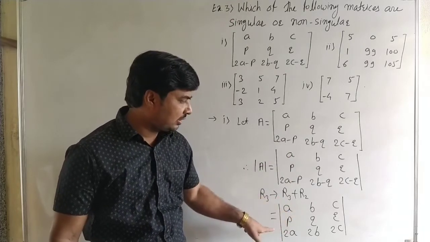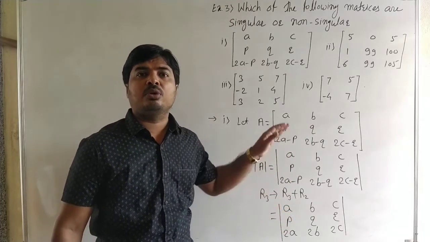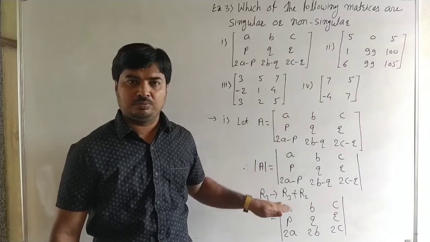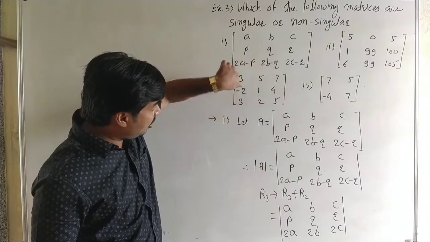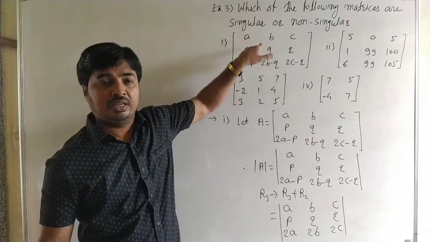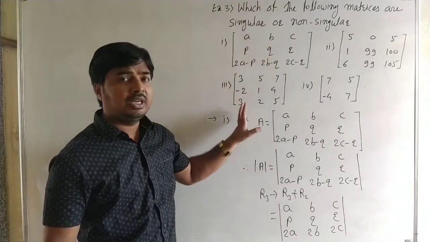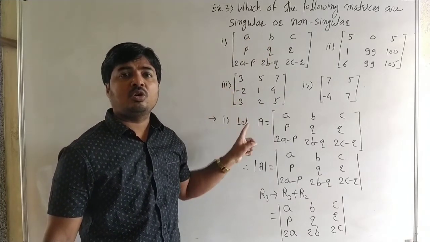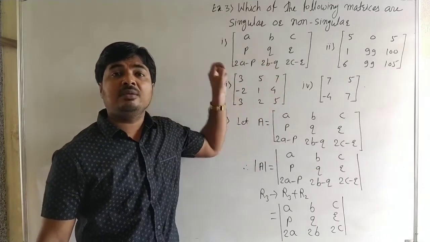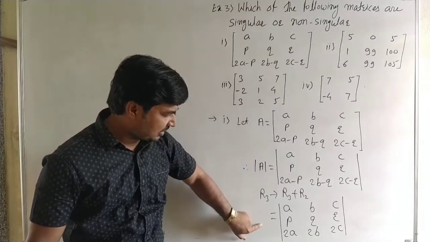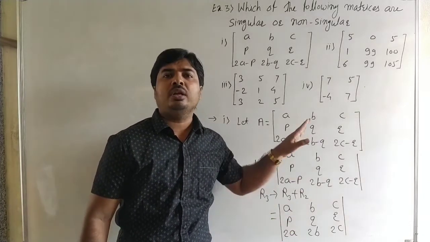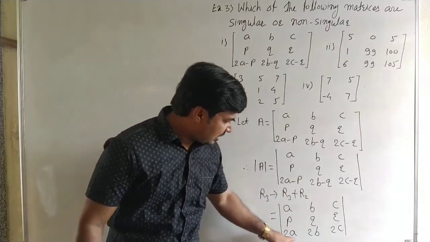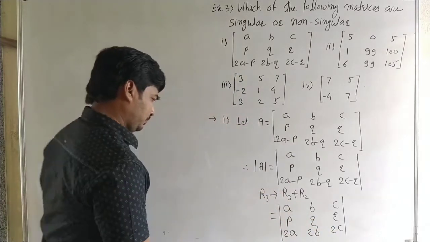Since it is a determinant, we can take a common factor from any row or any column. When it is a matrix, we take a common factor from all elements in the matrix, and in a determinant we can take a common factor from any one row or any one column. Here we can take it common from row 3.